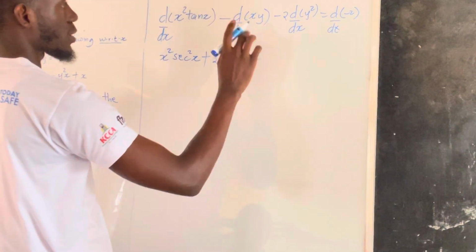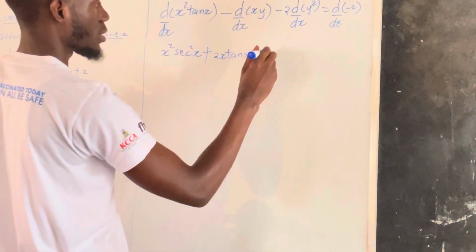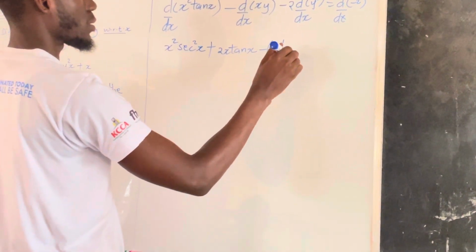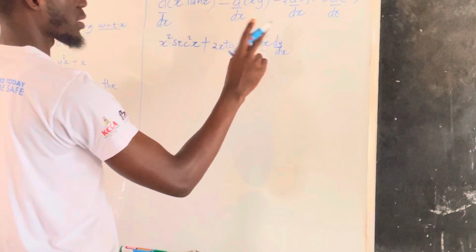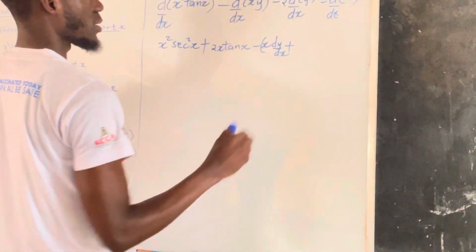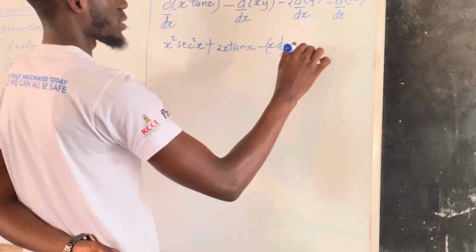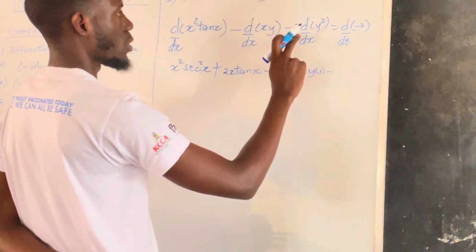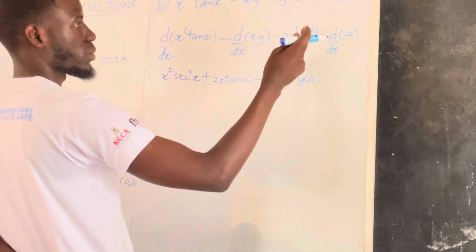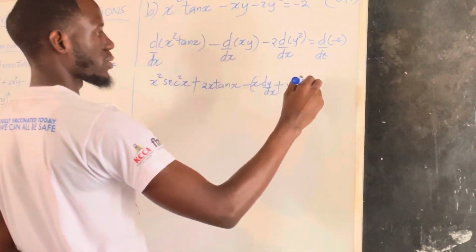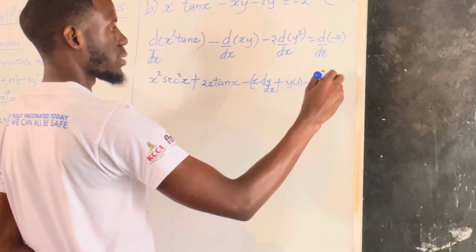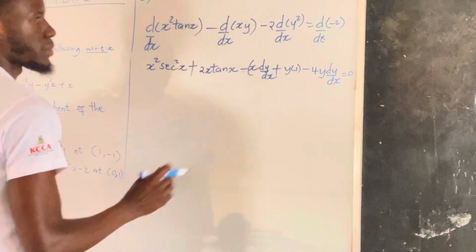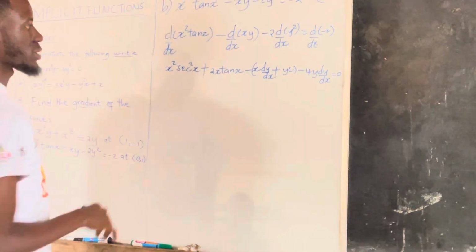Then minus, keep x constant, differentiate y, we have dy/dx. Because of this negative I'm putting in brackets, it's going to affect. Then plus, keep y constant, differentiate x, we get 1. Then minus 2. If I differentiate y squared, I'm going to get 2y, but I multiply with this 2, so it is 4y dy/dx. This is equal to 0, differentiating a constant, negative 2 is a constant.